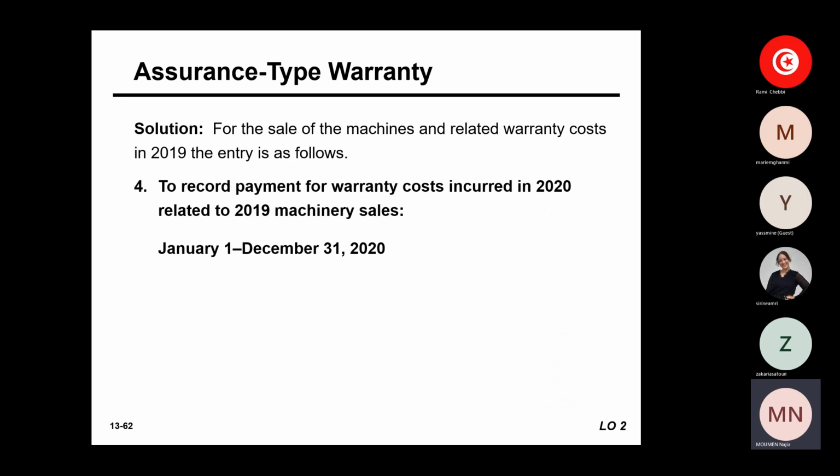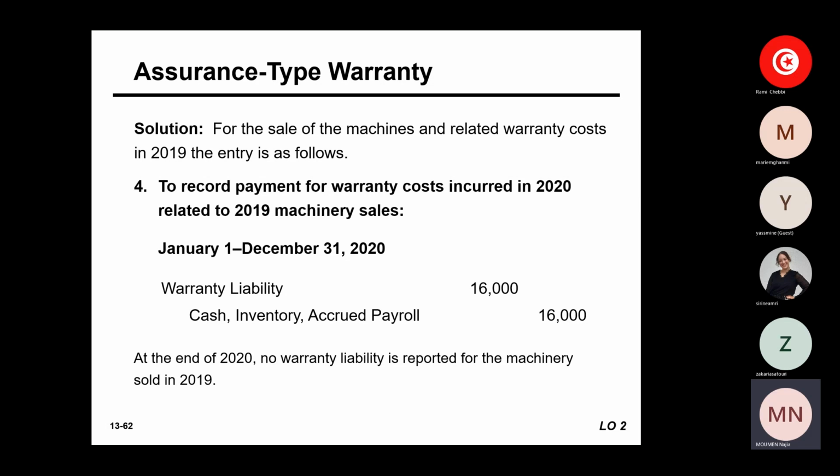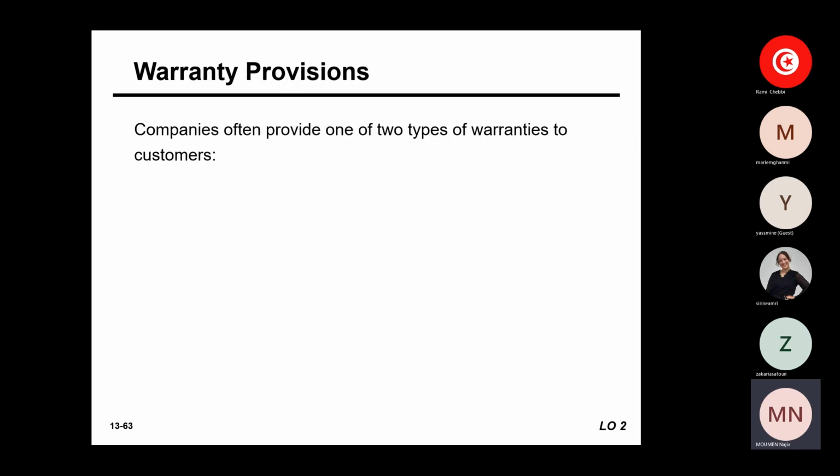So when we incur this warranty cost in 2020, what do we do? We debit warranty liability, so there is no longer a liability here for 16, and of course we credit cash, etc. So this is for the incurrence of this warranty liability in 2020. At the end of 2020 there is no other warranty liability to be reported for this machinery that was sold in 2019. We already incurred all the warranty costs and they were also settled, as the liability was settled. So this is about the assurance type.